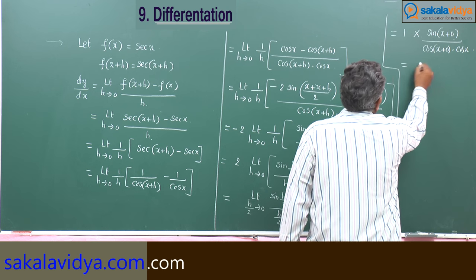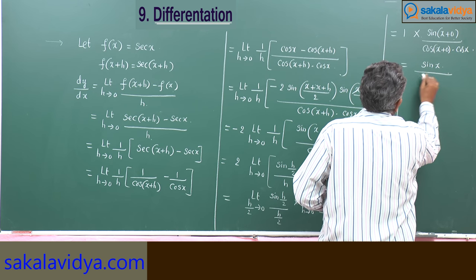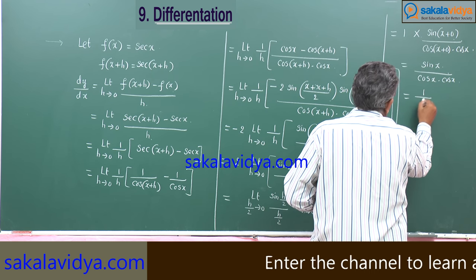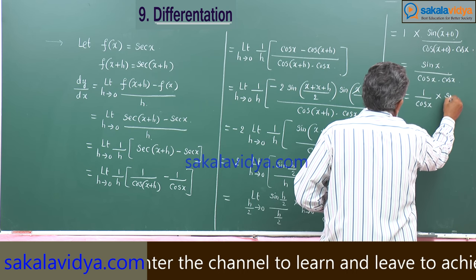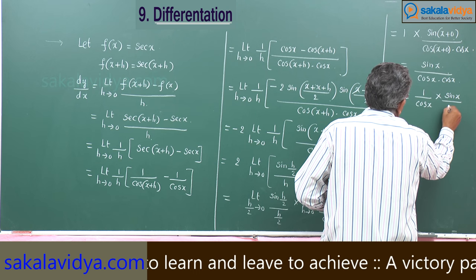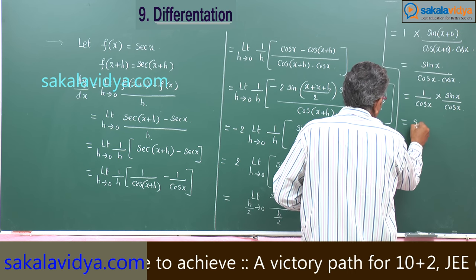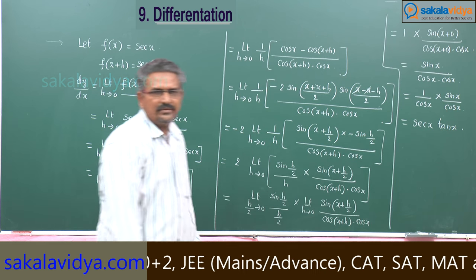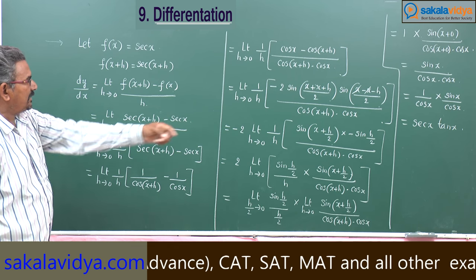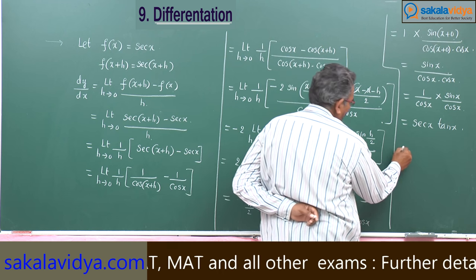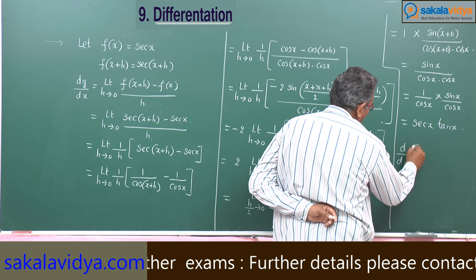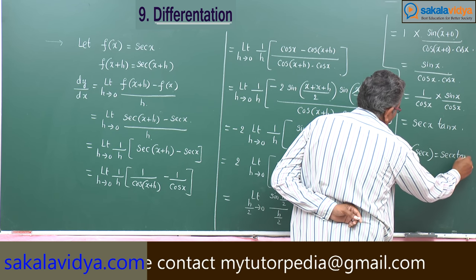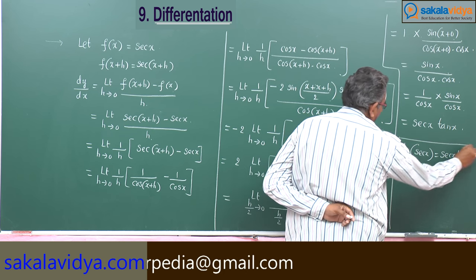Now this becomes sin x by cos x into cos x. This can be written 1 by cos x into sin x by cos x. See, 1 by cos x is secant x, sin x by cos x is tan x. Now, what is the derivative of secant x? The derivative of secant x is secant x into tan x. So therefore, d by dx of secant x is secant x tan x. Differential coefficient of secant x is secant x tan x.